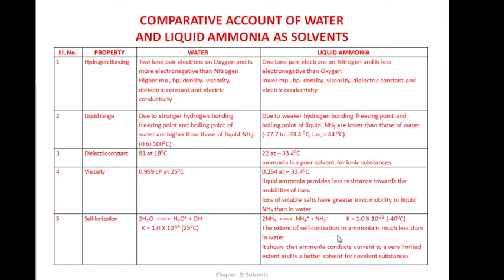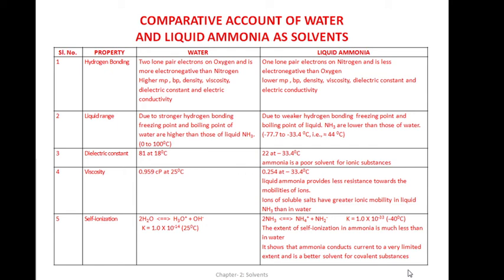Next we have ammonia. Ammonia self-ionizes to produce ammonium ion and amide anion, and K value is 1 into 10 to the power of minus 33 at minus 40 degrees centigrade. So what does this indicate? The extent of self-ionization in ammonia is much less than in water. It shows that ammonia conducts current to a very limited extent and is a better solvent for covalent substances.